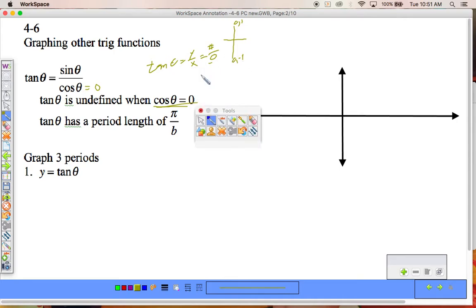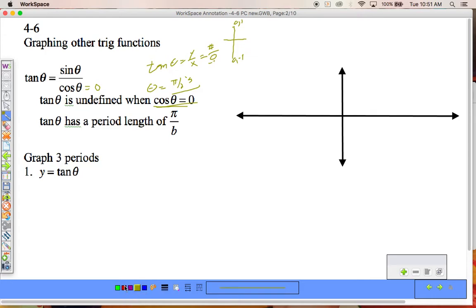So we're going to say that tangent is undefined when theta equals your pi over 2's. That's the top and the bottom of my graph. All right, so tangent of theta is undefined when your theta equals any odd multiple of pi over 2. All right, that's when the cosine is 0.